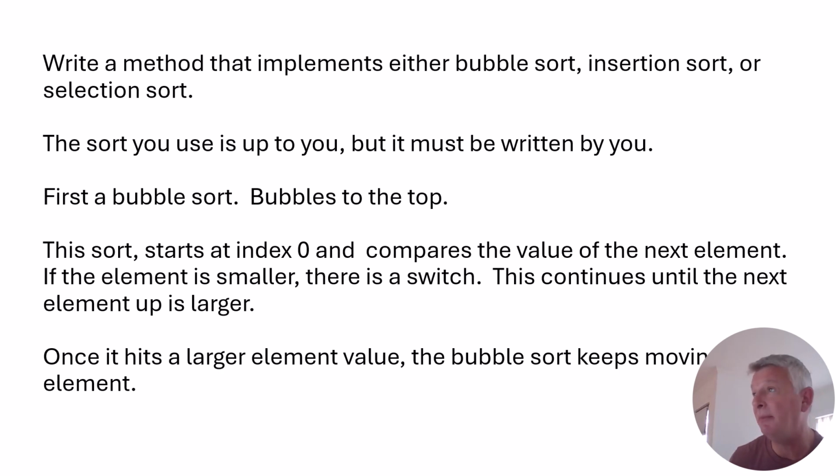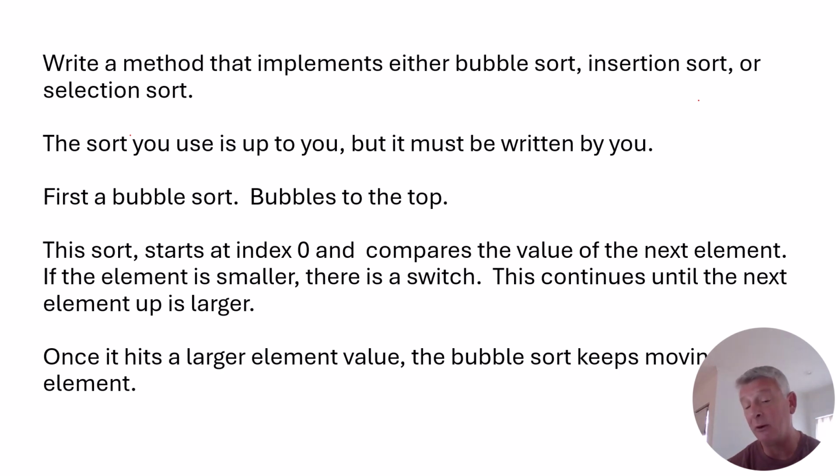So we're going to write a method that implements bubble sort, insertion sort, or selection sort. I'll go through each one of them. The sort you use is up to you, but you have to write it. You can copy and paste mine. A bubble sort is called bubble sort because it bubbles to the top. It finds the largest number, and it keeps comparing it from one index to the next index until it gets to the end.